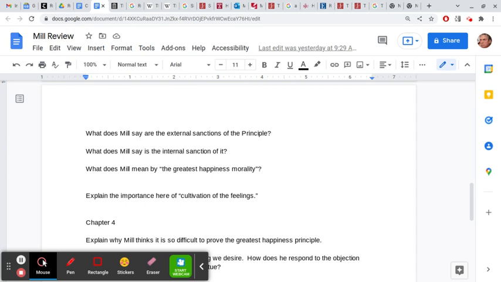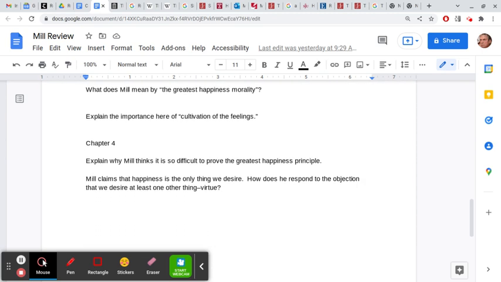Explain the importance here of cultivation of the feelings. Again, Mill's emphasis on education, the need for people to develop themselves and be given the opportunity to develop themselves, not only for themselves, but for society, and the notion that a feeling for the greatest happiness morality is something that would naturally develop out of an education in which our feelings had a chance to be cultivated.